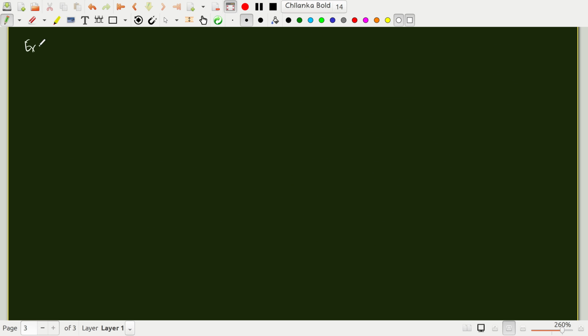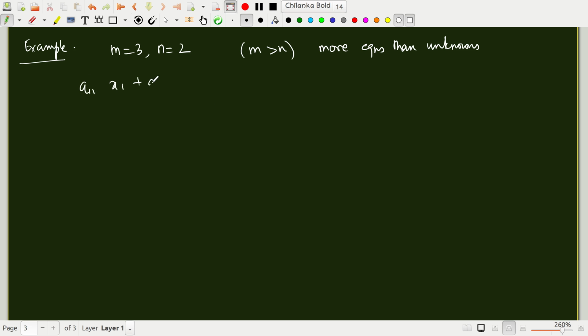Now let's consider another example. Here we are going to consider more equations than unknowns: m is equal to 3. You have 3 equations and 2 unknowns, so m is greater than n. Suppose a11 x1 plus a12 x2 is equal to b1, a21 x1 plus a22 x2 is equal to b2, and a31 x1 plus a32 x2 is equal to b3.